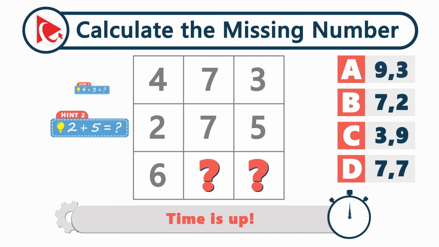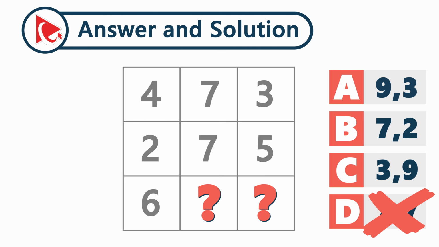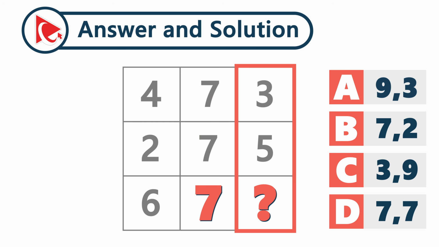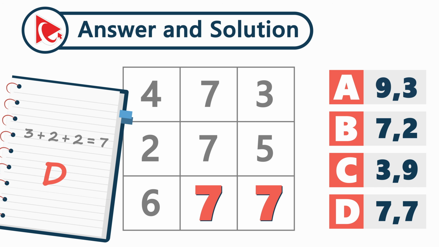Time's up. Do you have your answer ready? I hope you didn't select answer D, 7 and 7, even though it might seem logical, because you see the second column has 7, 7, so the third 7 would be a continuation of the pattern. If you look at the pattern in the third column, you might notice that 3 plus 2 plus 2 again would result in 7. So choice D seems logical, right?